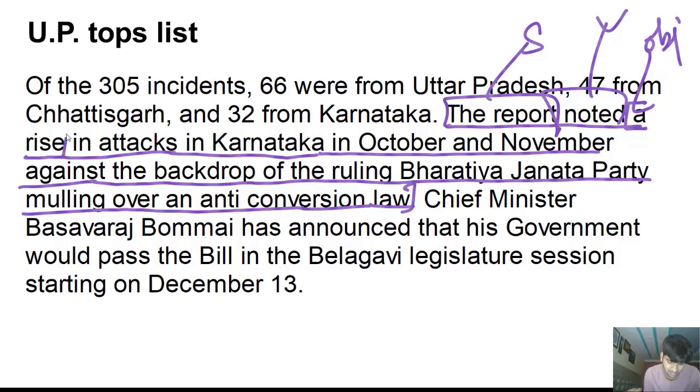A rise: rise is the main noun, a is a pre-modifier. Rise in what? In attacks. Where? In Karnataka. When? In October and November. Against, preposition, the backdrop of the ruling party, the party that is ruling, the Bharatiya Janata Party, thinking about, mulling over an anti-conversion law. So it has a lot of prepositional phrases. So subject, verb, object, and the object has a lot of adverb phrases in the form of prepositional phrases talking about the place, the time.